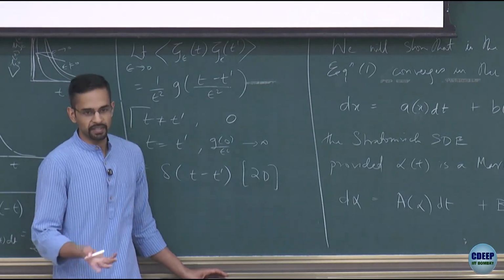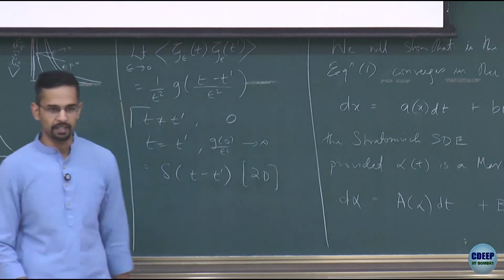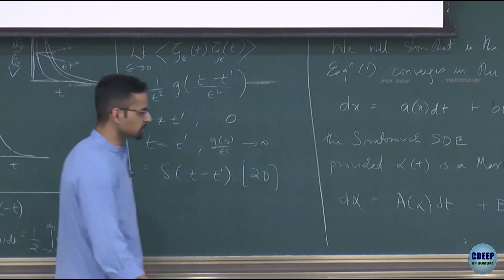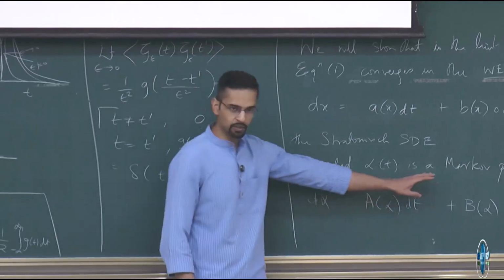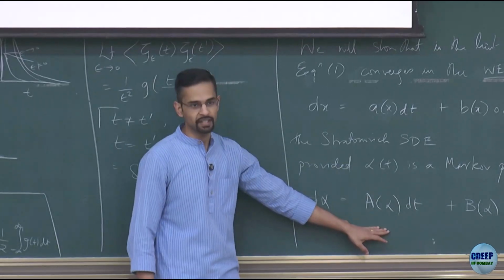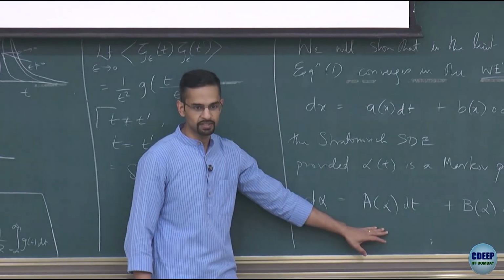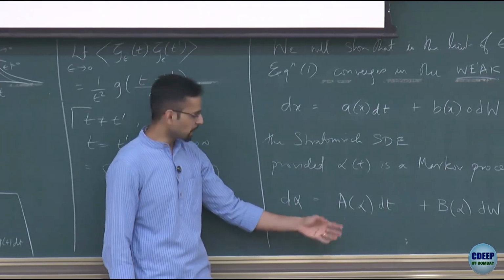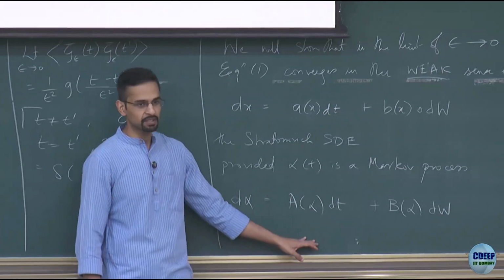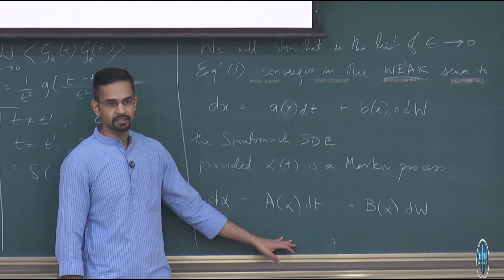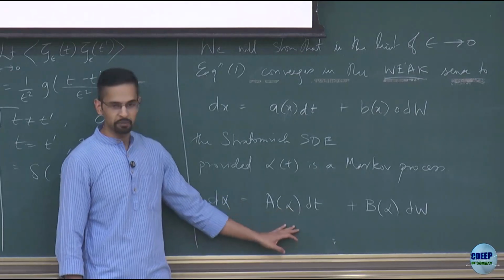Again, this is not satisfying any particular SDE in the sense that I'm not generating it using an SDE. But regardless of that, as long as alpha is a Markov process, I can always say that it is the solution of some SDE. I may or may not be able to write this down easily, but I can be sure this happens. Can you tell me why? At least the statistics will be reproduced.